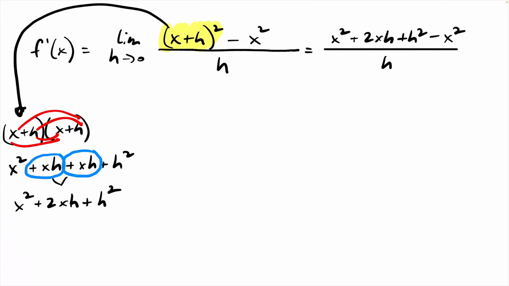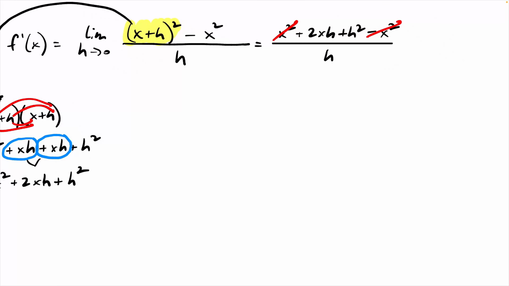When we do that, what happens next? Look at what we have so far over there. The x squareds on top cancel out, right? Gone. So what do we have now? 2xh plus h squared over h. If I were to plug in 0, would I get something other than 0 over 0? I'd still get 0 over 0. So that means we've got work left to be done. We're getting smaller, though.